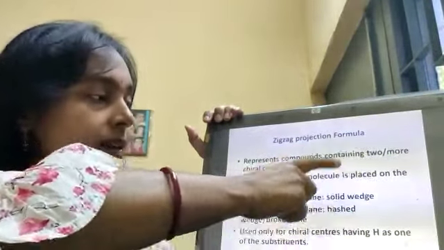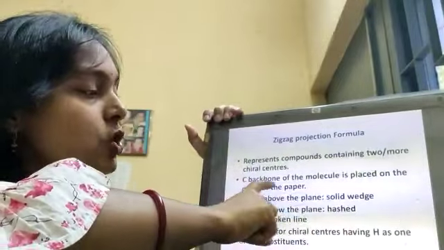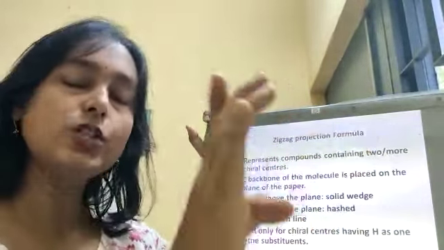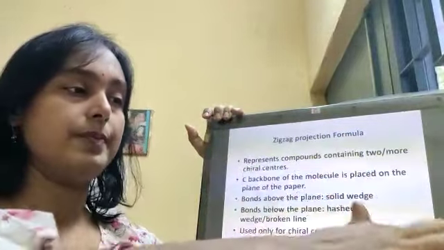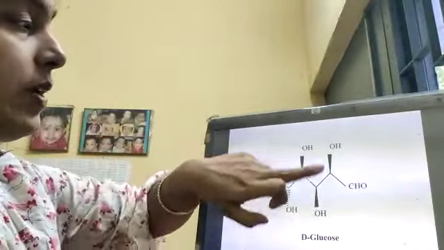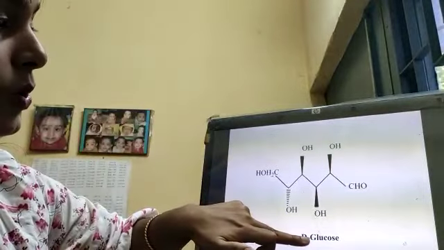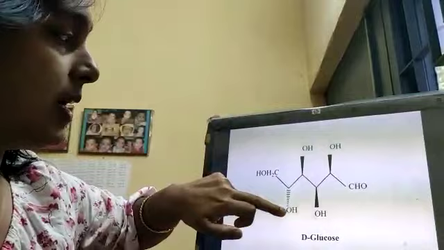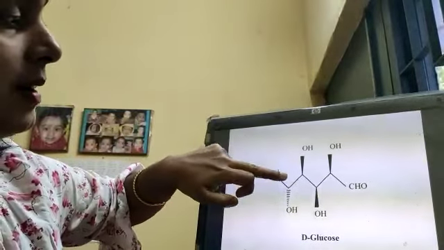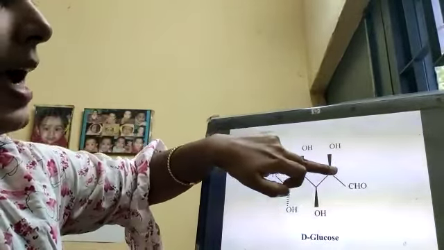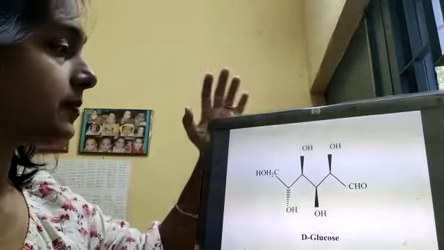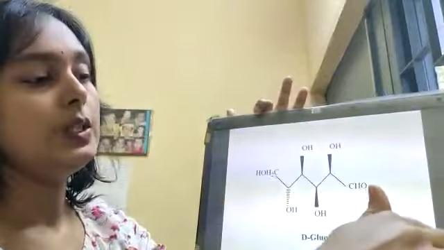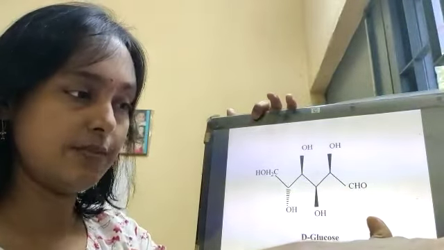Solid wedge lines, hashed wedge lines, normal lines, and it should have hydrogen as one substituent for each carbon. So, in this way we can represent the D-glucose, where the carbon is back one, front one, back one, and the hydrogen is missing over here. So this is the representation of zigzag motion. So all these are projection formulas, different types.